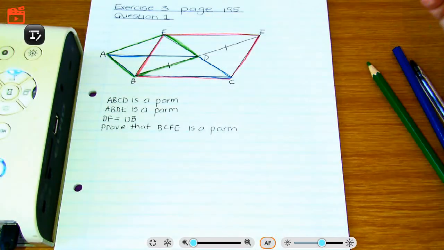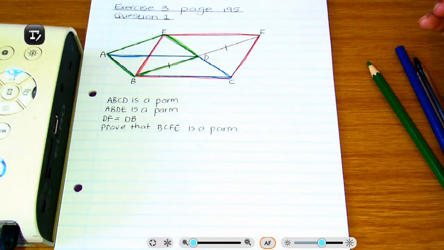Now I'm going to start off with the red one, BCFE. They want us to prove that that is a parallelogram. So we know that there are several ways of proving a parallelogram. First is that the opposite sides are equal. Second, opposite sides are parallel. Third, opposite angles are equal. Fourth, diagonals bisect each other, etc., etc.